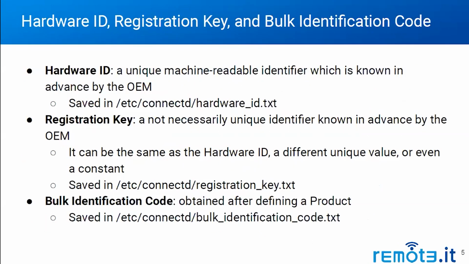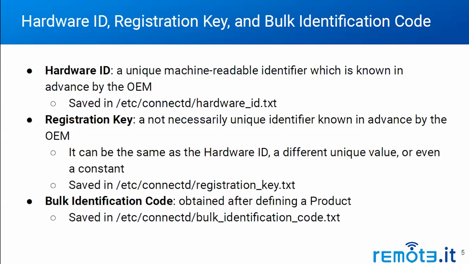Now, here's where I define what these things are. The hardware ID is a unique machine-readable identifier which you need to know in advance. And by advance, I mean you need to know it before the product is actually delivered to a customer and turned on. You don't need to know it before you do the bulk registration process. But if you have a manufacturing process and you can read the value off the device, you can actually do a bulk registration after the devices are manufactured.